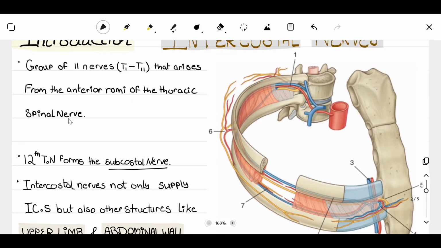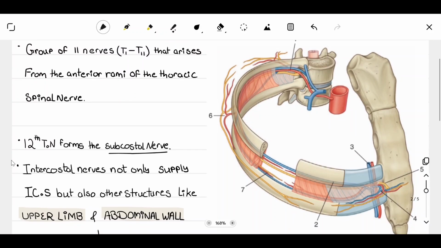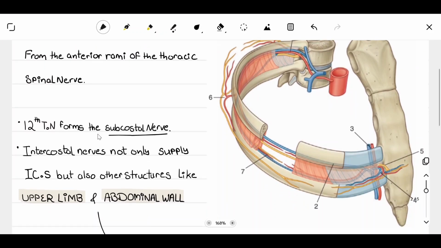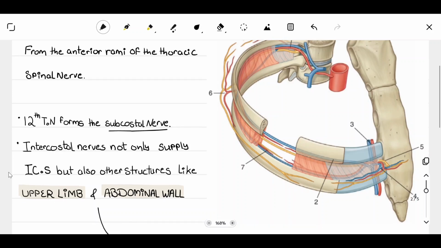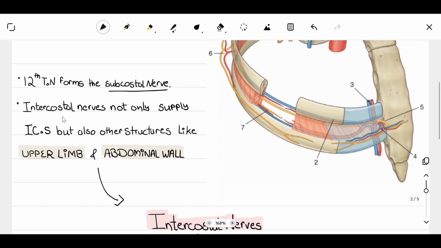From the anterior rami of the thoracic spinal nerves, the 12th thoracic nerve forms the subcostal nerve. This is the last nerve, which lies beneath the 12th rib. That is why it is also called the subcostal nerve. Lastly, intercostal nerves not only supply the intercostal spaces but also other structures like the upper limb and abdominal wall.